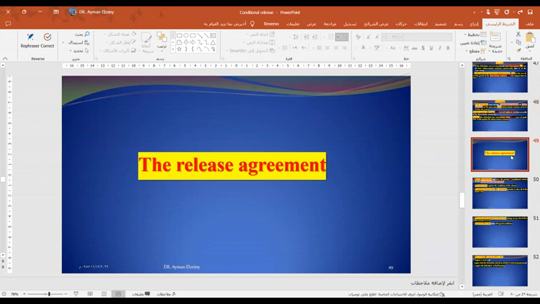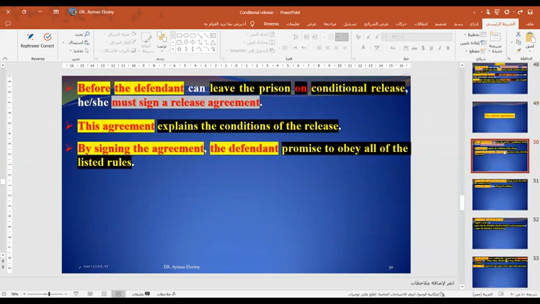The release agreement before the defendant could be granted conditional release. He must sign an agreement in many legislations. Such agreement explains the conditions. By signing such agreement, the defendant promised to abide by all of the listed rules and conditions.